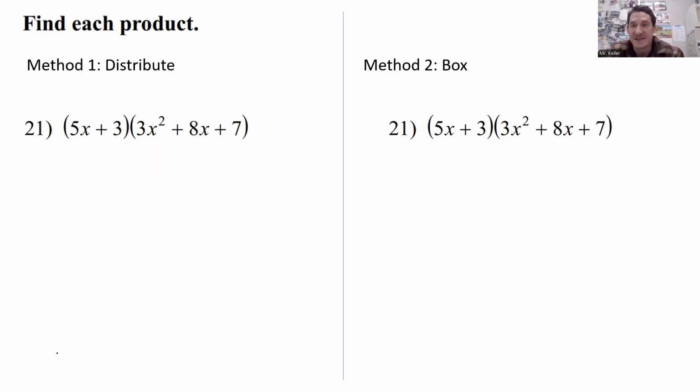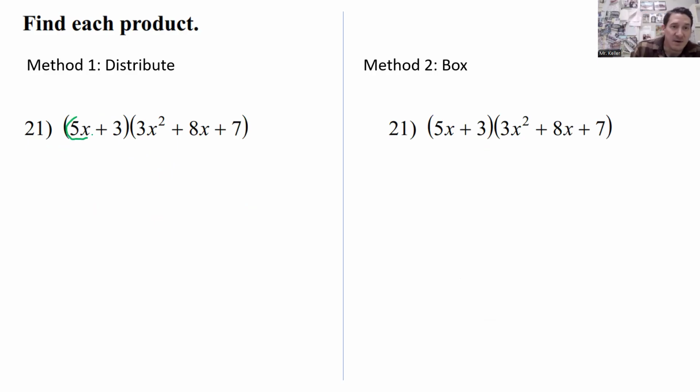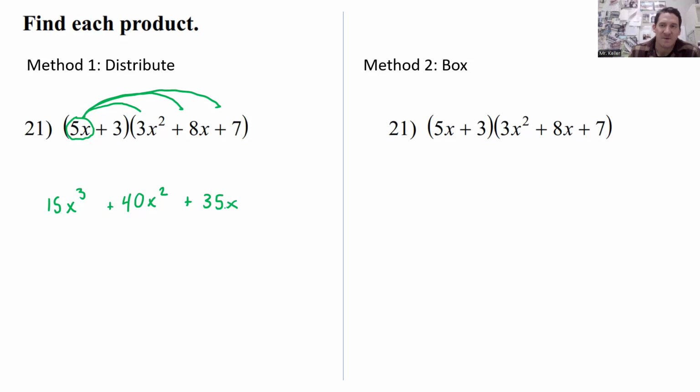Here, this is the same thing, just more terms. All you need to do is distribute. So over here on the distribute, I'm going to start distributing the 5x. 5x times 3x squared. 5 times 3 is 15. X times x squared is x to the third. 5x times 8x. So 5 times 8 is 40. X times x is x squared. 5x times 7. 5 times 7 is 35. And then don't forget the x.